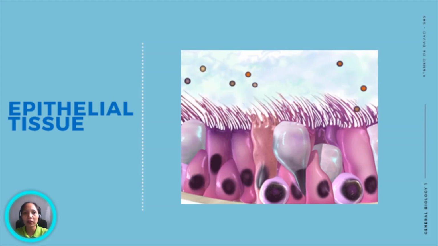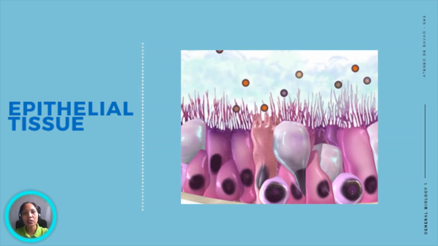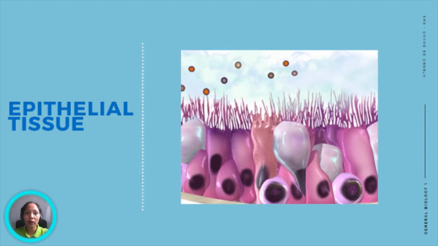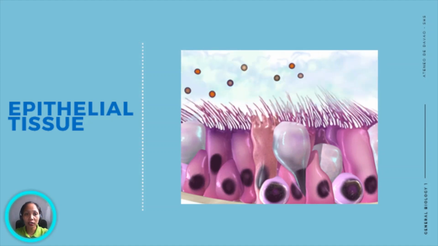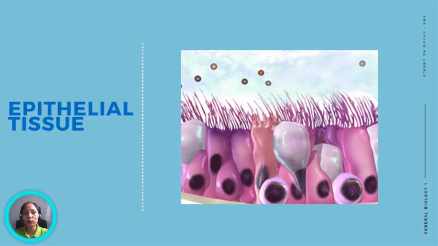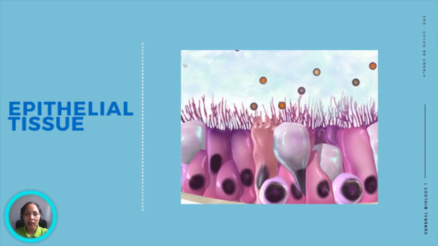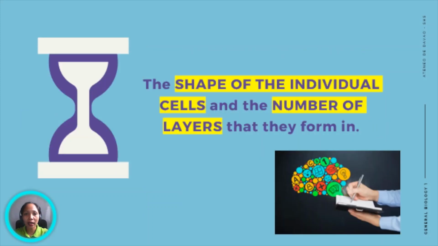Tissues is the epithelial tissue. Epithelial tissue is everything that you can see when you face in front of a mirror. It covers the body's internal and external surfaces with one or more tightly packed cells. So epithelial cells are classified according to the shape of the individual cells and the number of layers that they form in.